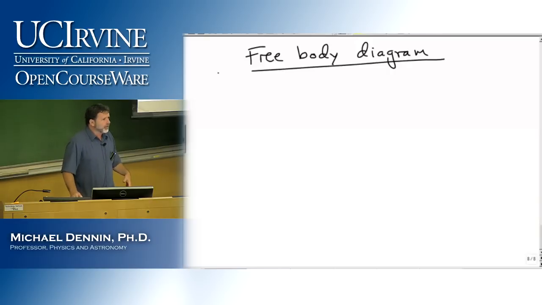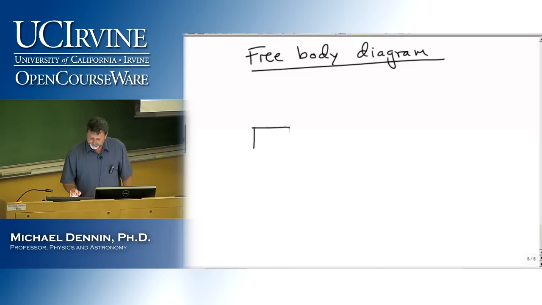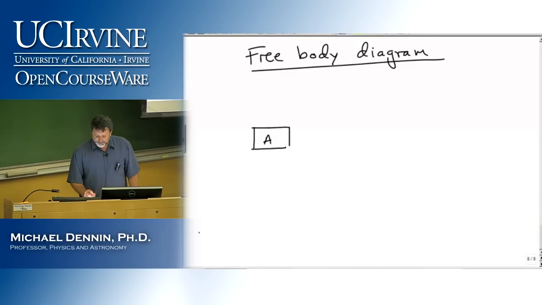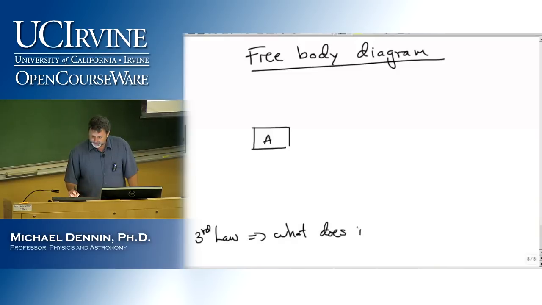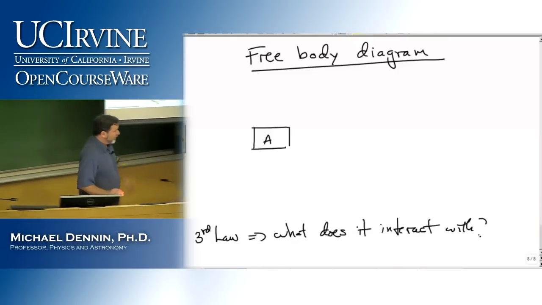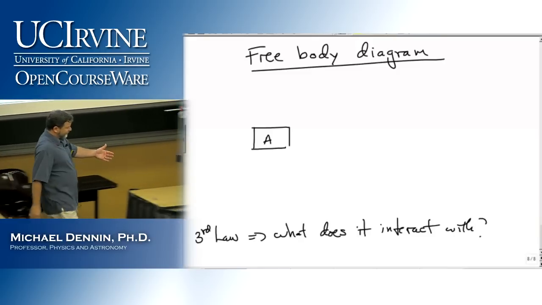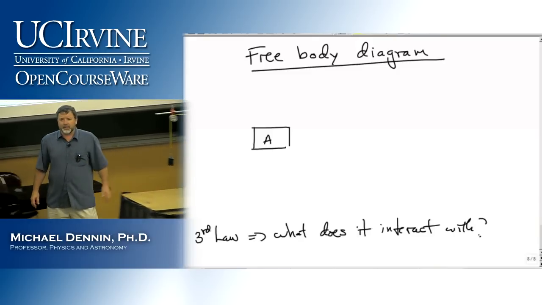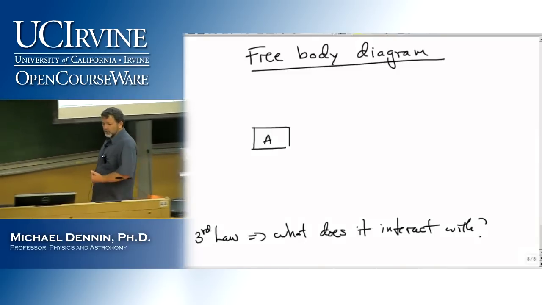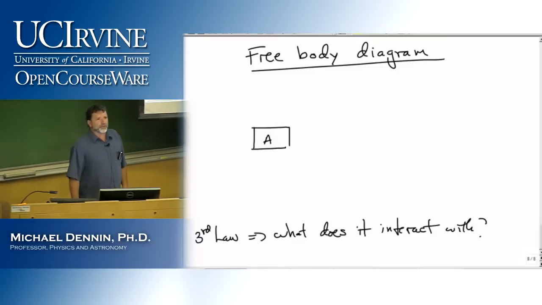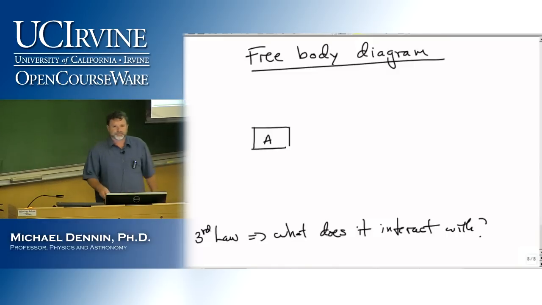This is our key tool. It's the main thing we do. The way you do it is you take your object, and you're basically now using the third law. And you ask the question, what does it interact with? So, our mass hanging here on this string, I will tell you right now, has 2 interactions. What are the 2 things it is interacting with?